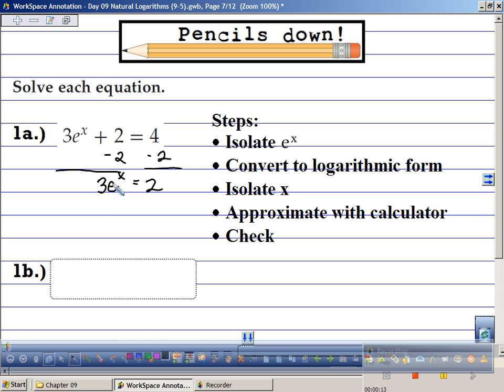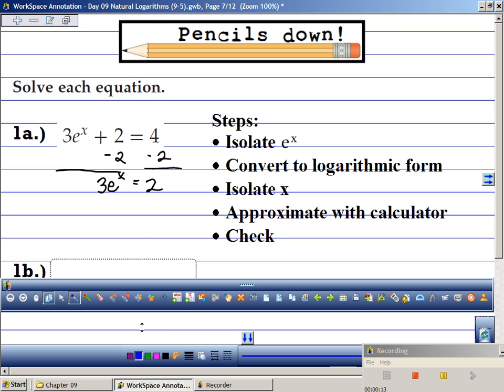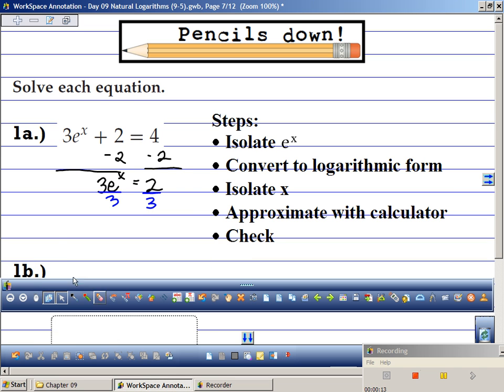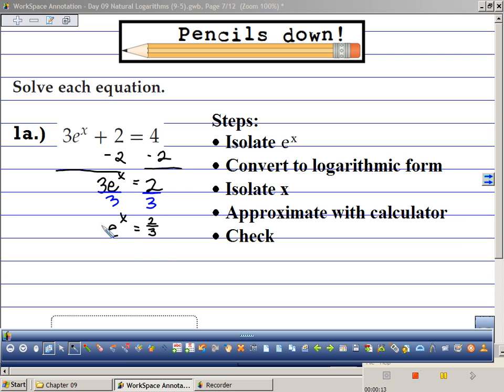Let's make it as simple as possible before we turn this into logarithmic form. So I could divide by 3. Now I have e to the x equals 2/3. Now what? Do you know e to the what makes 2/3? We don't know, right? So what could we use?